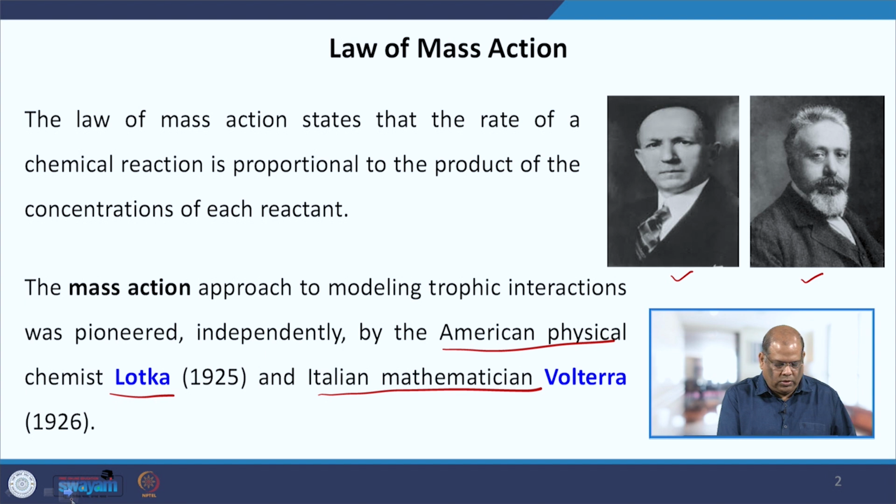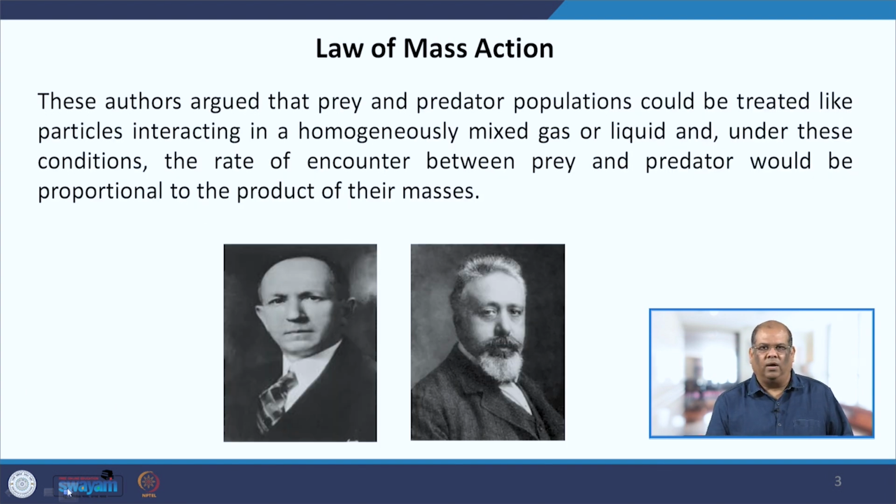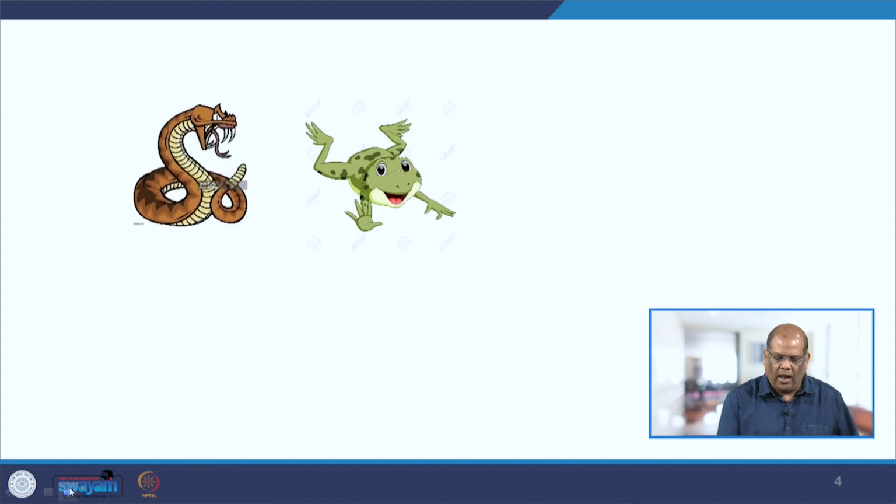They proposed that if you have a prey-predator model and there is an interaction between the prey and the predator, that should be treated like particles interacting in a homogeneously mixed gas or liquid, and under these conditions the rate of encounter between the prey and the predator should be proportional to the product of their masses. Meaning, if you have a prey and a predator, this is a predator, a snake, and this is a prey, the frog.